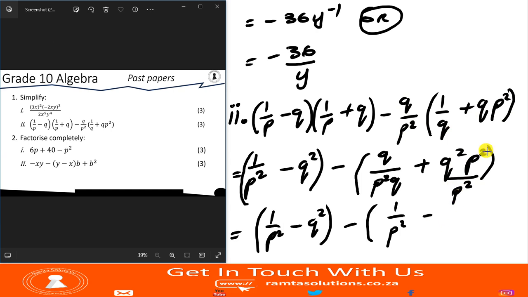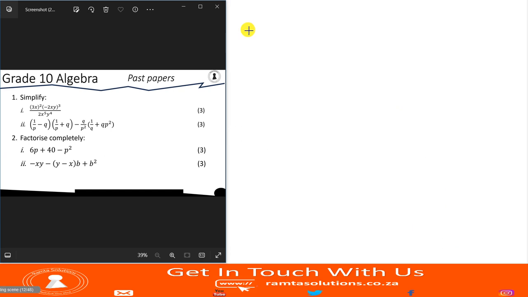Therefore, as you can see, they are cancelling. The p squareds are cancelling. So we are left with plus q squared. Right? We are left with q squared. Now, we don't need to worry about anything. We don't need to simplify anything inside these brackets. So I'm going to remove these brackets altogether. So we will have 1 over p squared minus q squared.